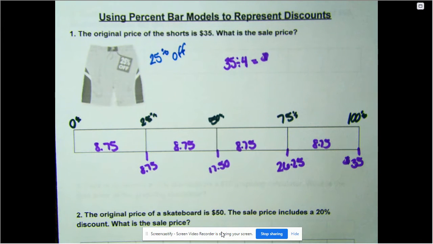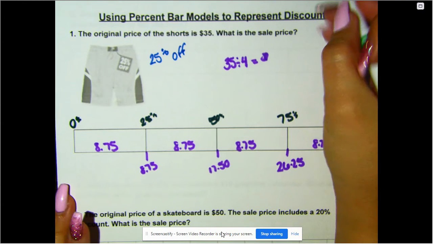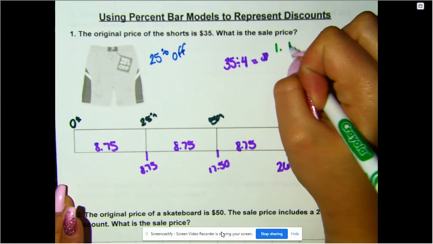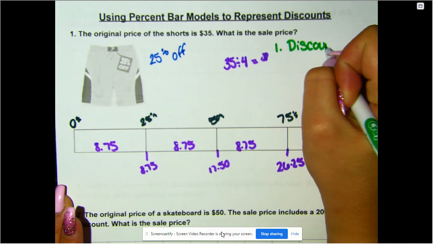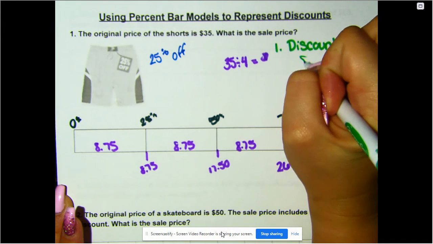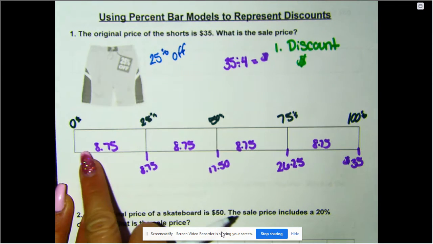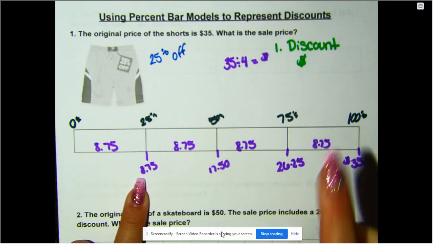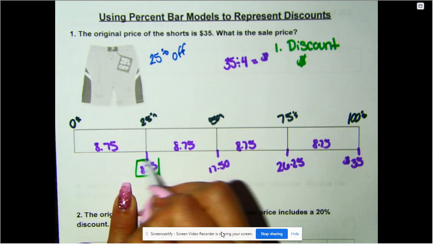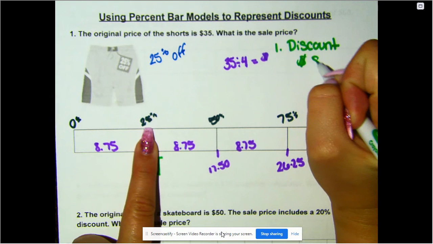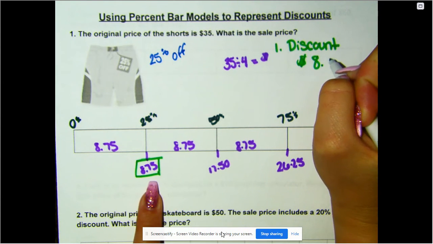Now we're thinking about a discount. If you're getting a discount on a particular item, you're getting money off. It's on sale, so you're taking money off of it. First, how much money is my discount worth? Number 1, you need to look at the discount amount. How much is the item being discounted? I know it's 25%, but what does that represent? 25% represents $8.75 because it's right here at my 25% mark. So $8.75 is being taken off.